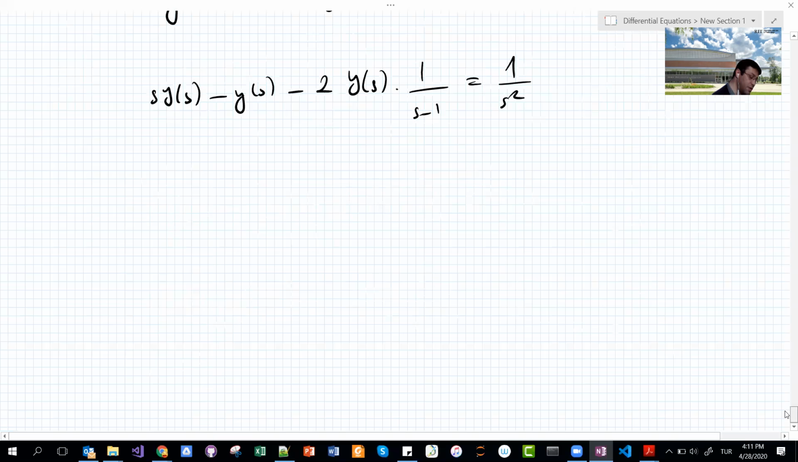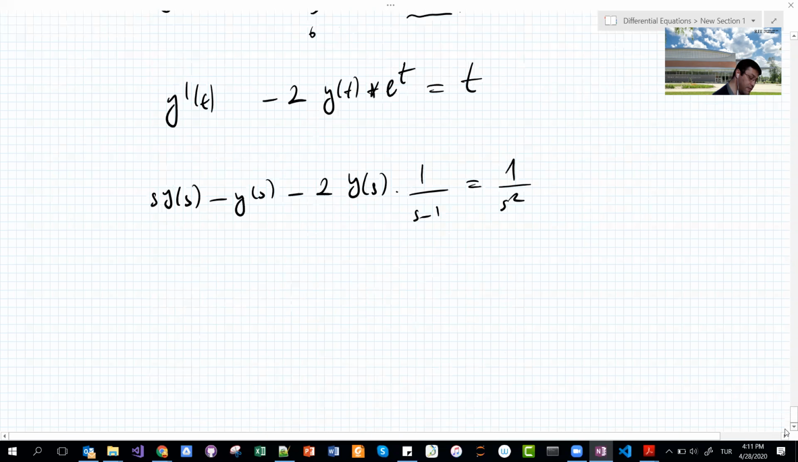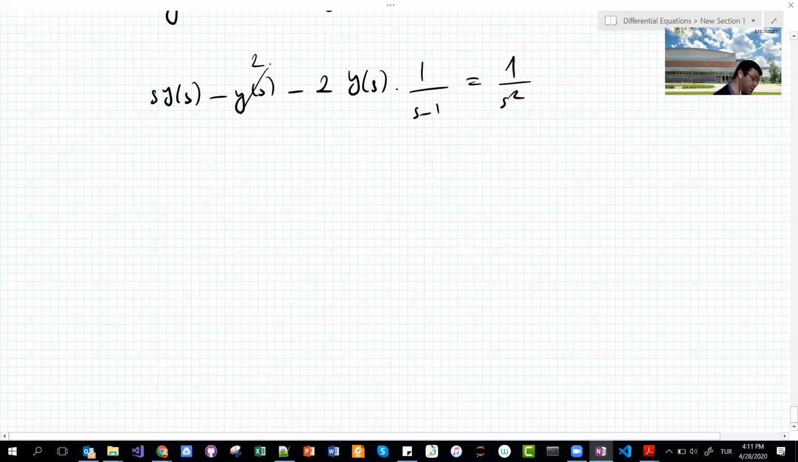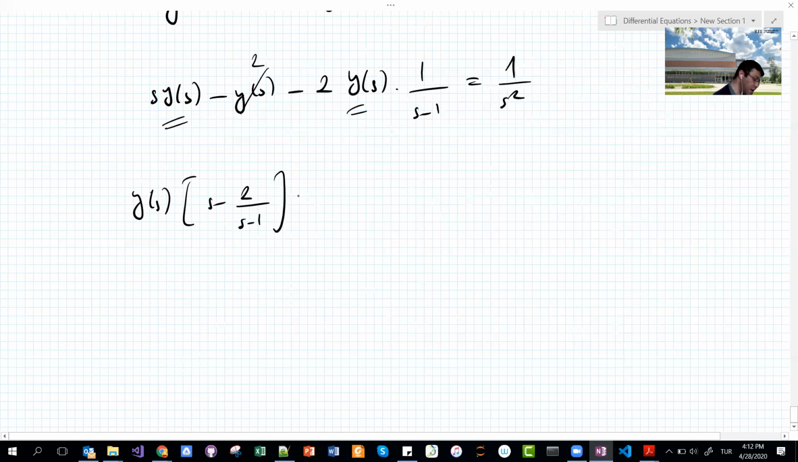So y0 was equal to, okay, y0 is equal to, I have the y of s terms here, s minus 2, minus 2, sorry, my bad, I had 1, sorry guys. I had 2 over s minus 1 right here. These are the terms that are common in y of s, and then minus 2, which is equal to 1 over s squared.